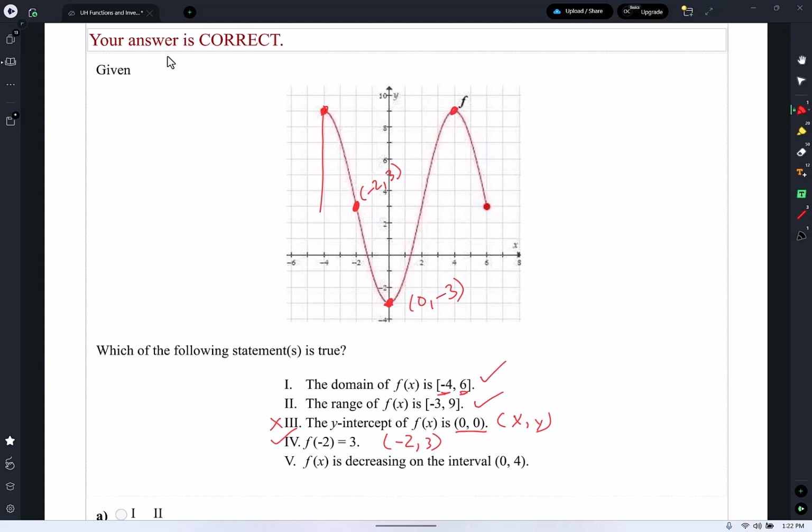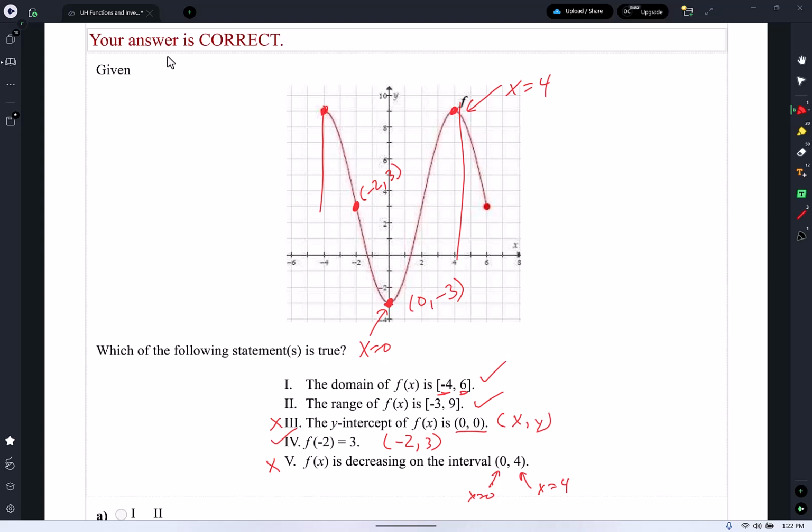F of x is decreasing on the interval 0 to 4. These are x values. X equals 0, that's x equals 4. Between x equals 0 and x equals 4, does it look like you're going downhill? No, you read a graph left to right. Notice left to right, I go up. So it's increasing, not decreasing. So that one is also a lie.